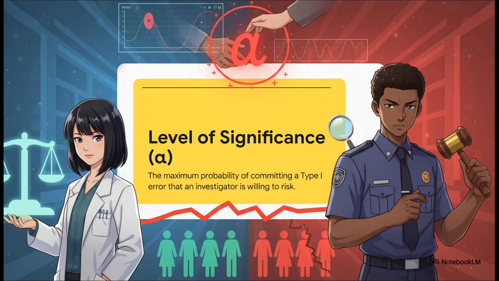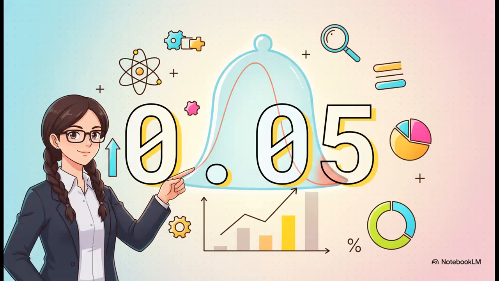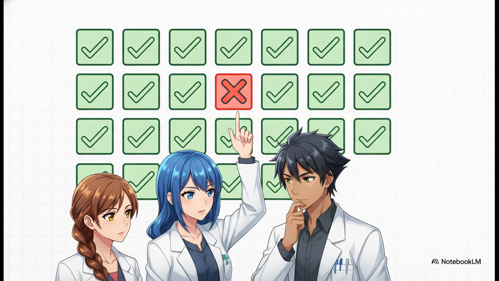It's our line in the sand. We're deciding up front on the absolute maximum risk we're willing to take of making that type 1 error of convicting the innocent. In most scientific fields, the standard, the default setting for alpha is 0.05 or 5%. And what that 5% really means is that we are consciously and deliberately accepting a 1 in 20 chance that our conclusion might be wrong. Specifically, that we might say there is a difference when it was all just random chance. It's a calculated risk we agree to from the very beginning.